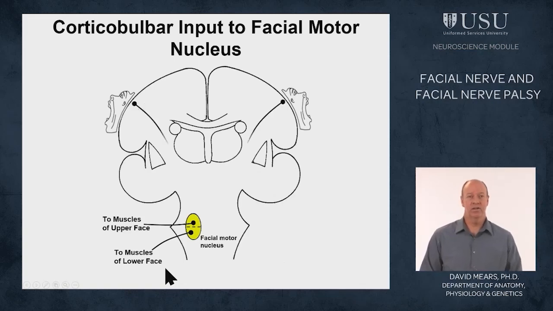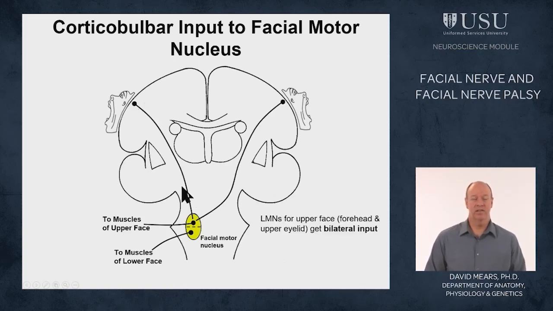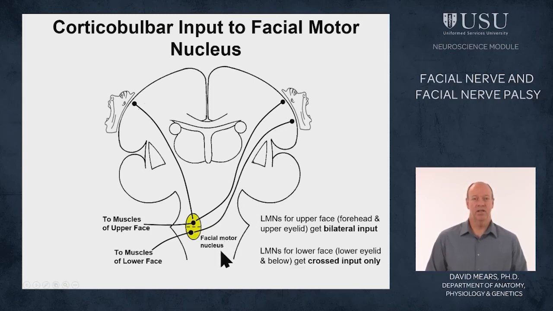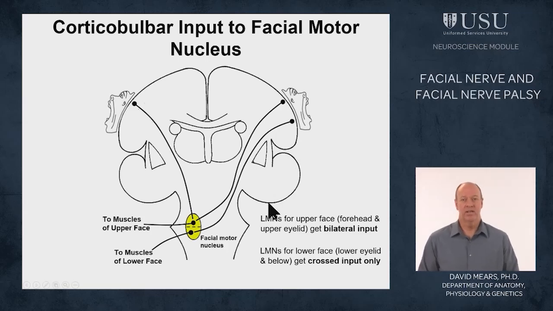And the way this works is that the upper part of this nucleus, like all of the other cranial nerve motor nuclei, is receiving bilateral input from corticobulbar fibers. But the lower part of the facial motor nucleus is only receiving crossed input that's coming from the other side of the brain.